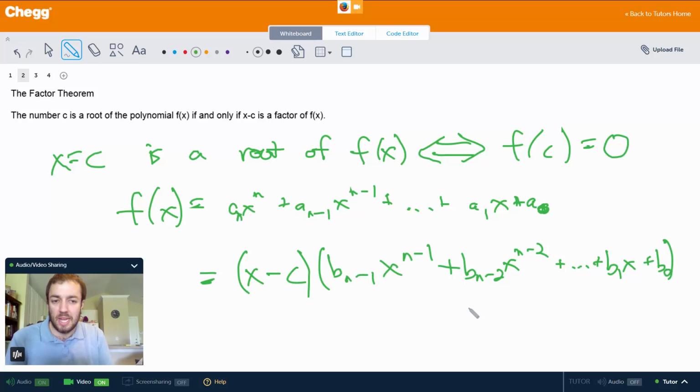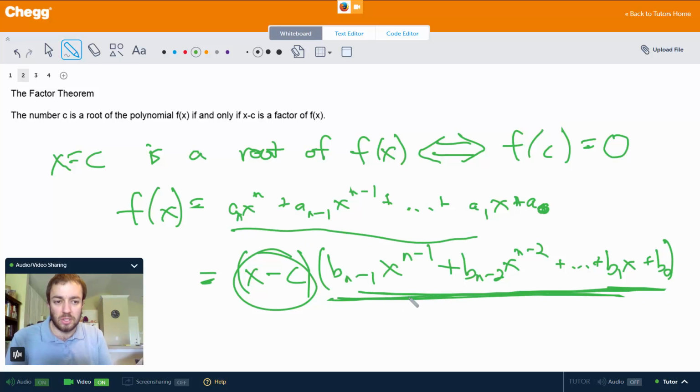Now, why did I change my a's to b's? Well, because when we pull out this factor of x minus c, all these coefficients are probably going to change in the factorization. The a's, of course, will still be the same, but the coefficients in this extra factor are very likely different.